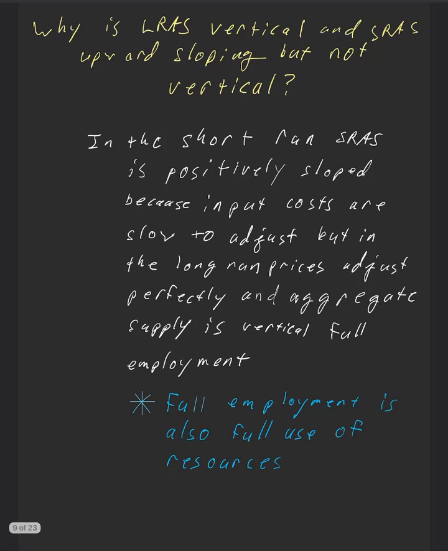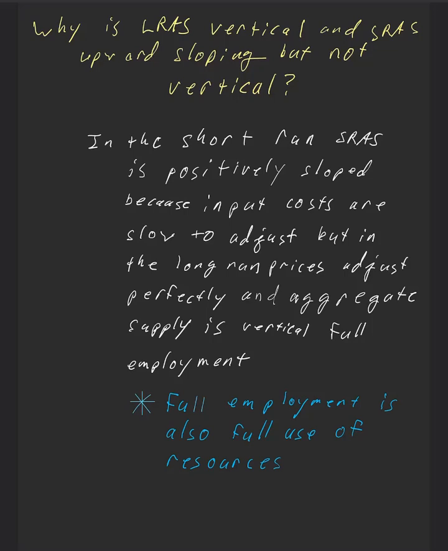So the natural question you're going to be asking is, well, why is one of these things vertical and one of these upward sloping? In the short run, aggregate supply is upward sloping because input costs slowly adjust, but in the long run, prices adjust perfectly, and so aggregate supply is at full employment.